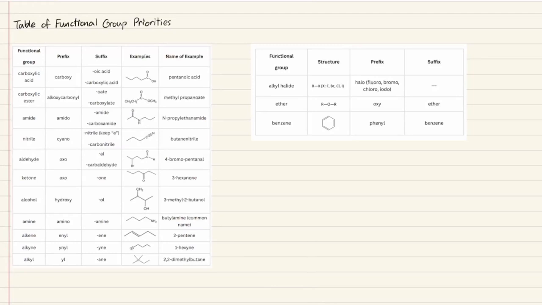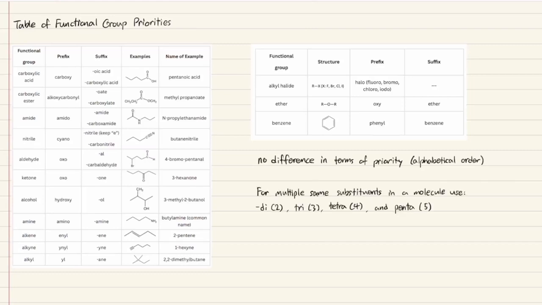In summary, here's a table listing common functional groups and their priorities. The groups in the subordinate table have no difference in terms of priority, and instead they are usually listed alphabetically. When we want to indicate multiple of the same substituents in a molecule, we can use the prefixes di, tri, tetra, and penta for situations where the same substituent shows up 2, 3, 4, or 5 times.